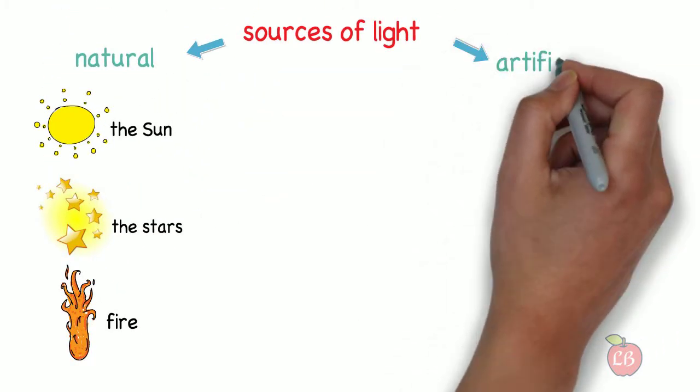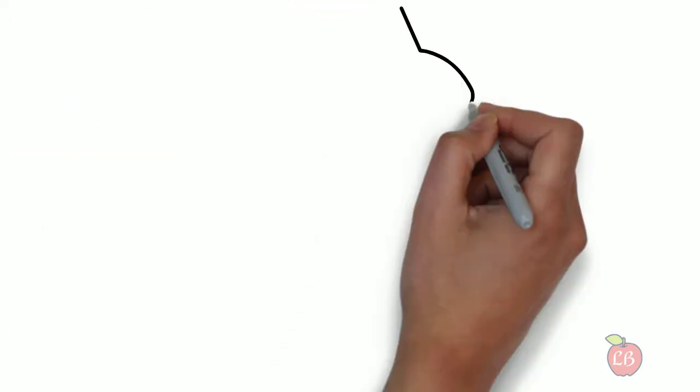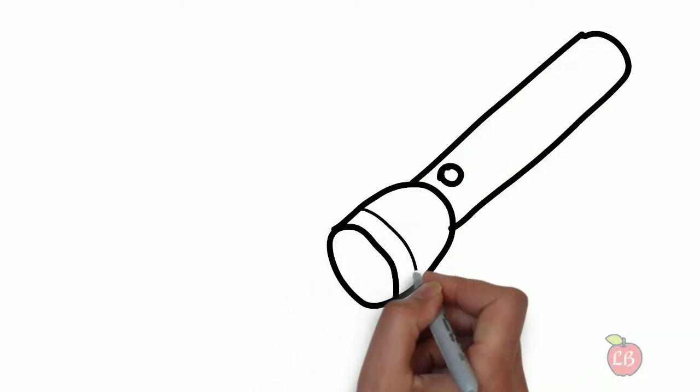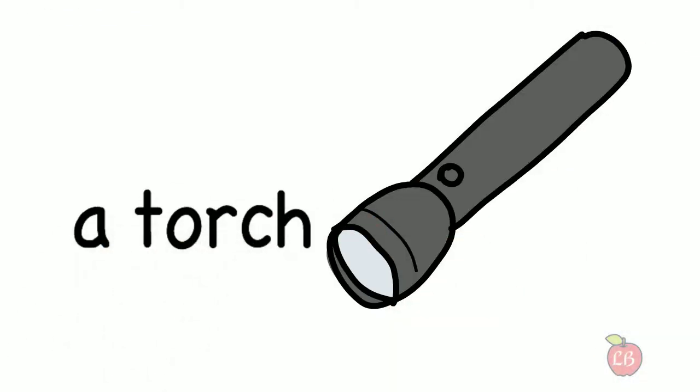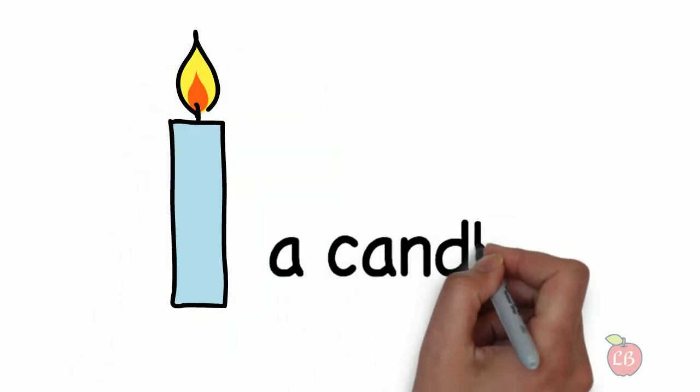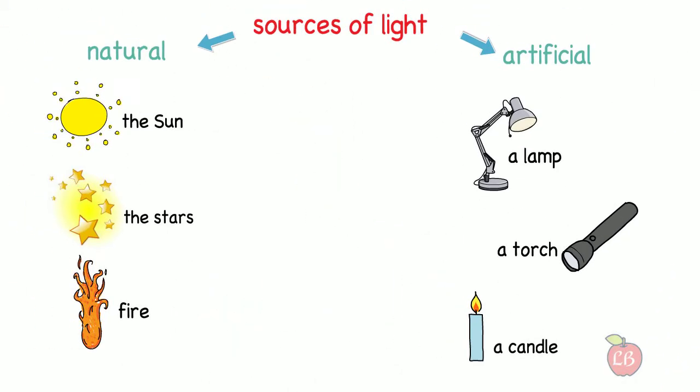Artificial sources of light. Examples of this are the light given off by a lamp or by a torch. Another example of artificial light is the one given off by a candle.